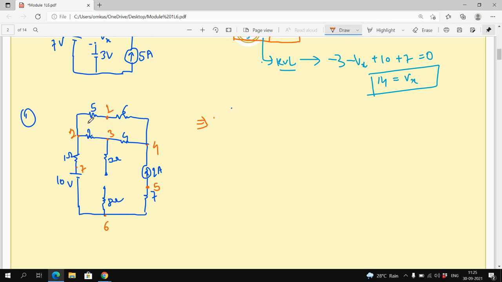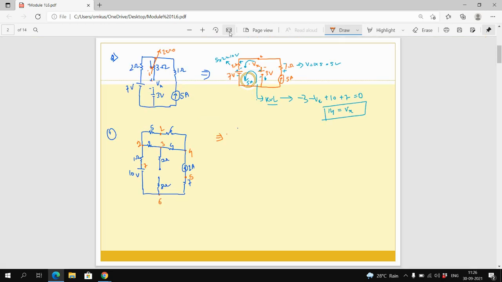See, between two nodes there is one branch, between two nodes one branch, this is one branch. Now this is an open circuit, so this. Sorry, your voice is breaking. The screen is also clean. Wait, now this is clear.